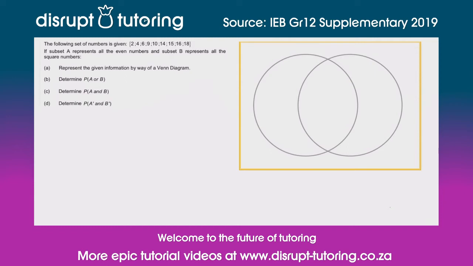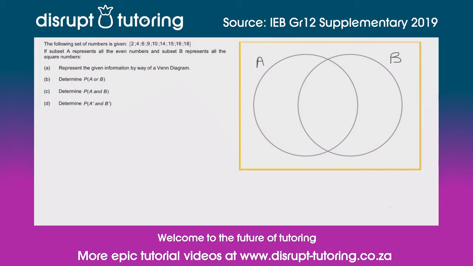So I've already prepared the Venn diagram on the right-hand side, and I'm going to now fill in the events that they've given me. They've said to us, event A represents all of the even numbers. So let's fill in the even numbers. Actually, let's just understand what the other circle is first. So B represents all the square numbers. So let's make sure we know what to put where.